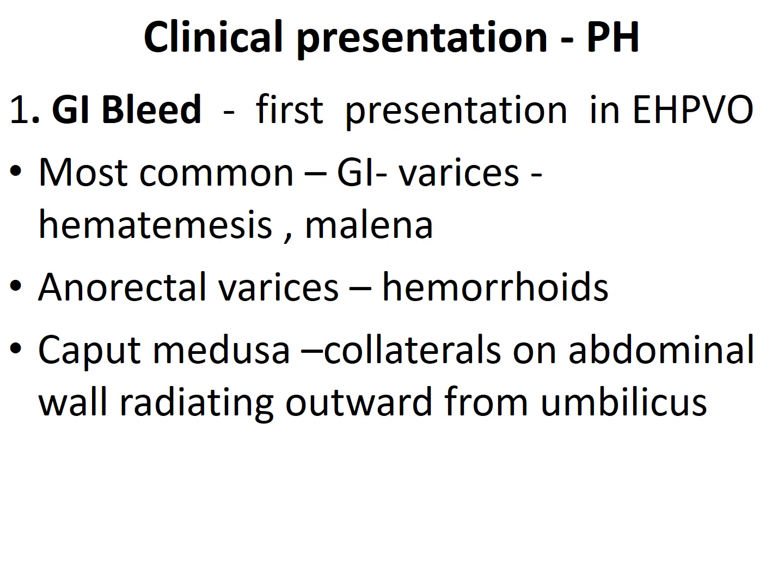The clinical features of portal hypertension. Number 1, the commonest clinical feature is gastrointestinal bleeding, which is the first presentation in case of extrahepatic portal venous obstruction, and this is the commonest cause of portal hypertension in case of children. Most common GI varices are hematemesis and melena. At anorectal varices, you may get hemorrhoid bleeding, and caput medusa, the collaterals on the abdominal wall radiating outward from the umbilicus. All these anastomosis sites I have discussed in my previous class.